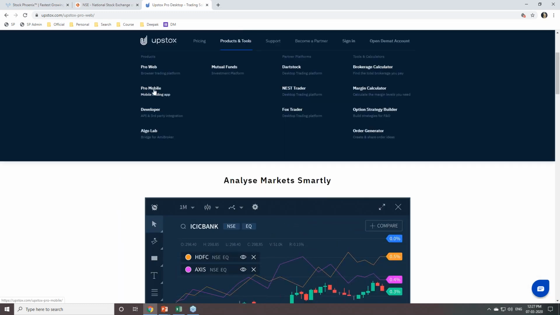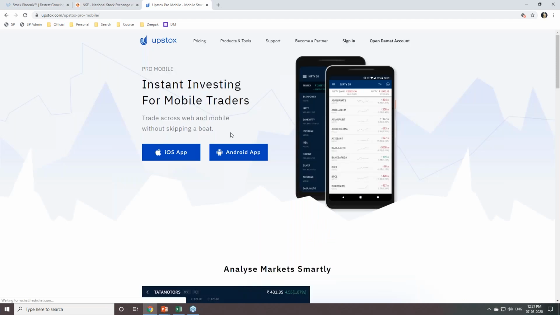Next, Pro Mobile. This is an installer-based platform which is to be installed on your iOS Apple phone or your Android phone. Again, it's very good. But if you are very serious about your trading, and if you are going to be a full-time trader, then don't rely on the mobile-based platform. There is no doubt the platform is good, but the problem is the internet connectivity with our network providers. We cannot be sure that we are getting continuous signals.